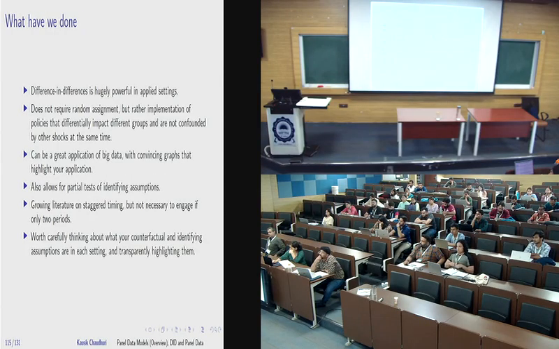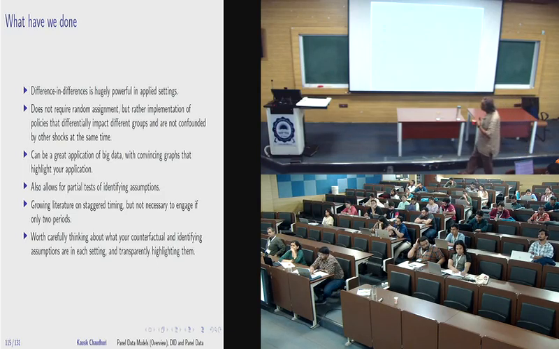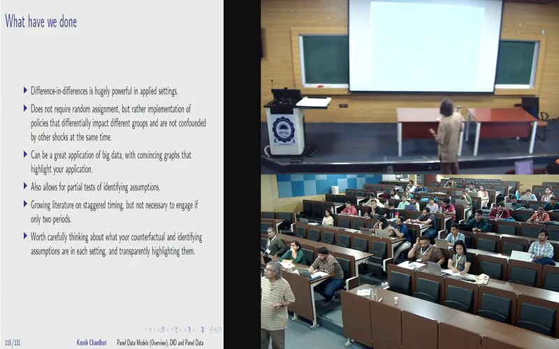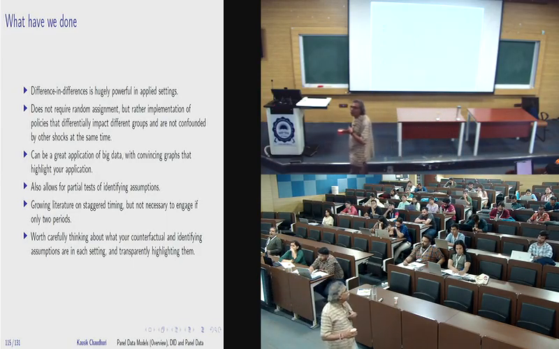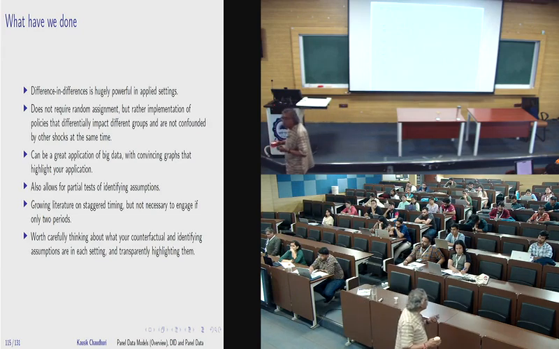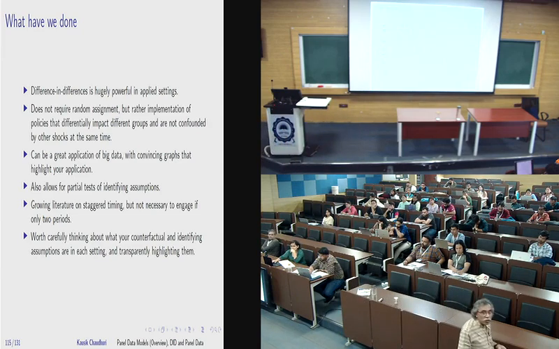Okay. What we have done, we have tried to show you difference in difference is quite powerful, does not require a lot of times random assignment, but rather implementation of policies that differently affect two groups of people, the treatment group and the control group. Can be a great application of big data with convincing graphs that highlight your application.